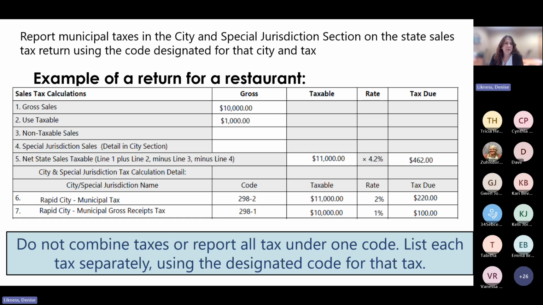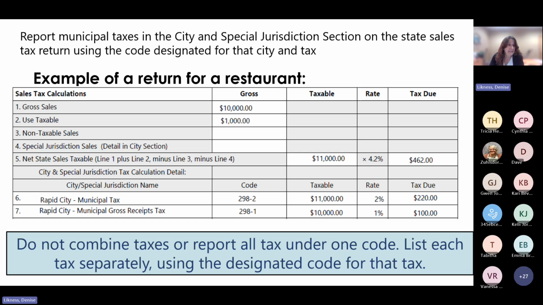Okay, this is an example of the return, and I just want to have you direct your attention down to the city tax portion where it starts out Rapid City. The thing about this is you see the codes. Every city in South Dakota has a code established to it, and that's for our benefit too. That code is how we keep track of Rapid City's city tax, so that when we electronically transfer that money to the city every month, we've got it by the codes.